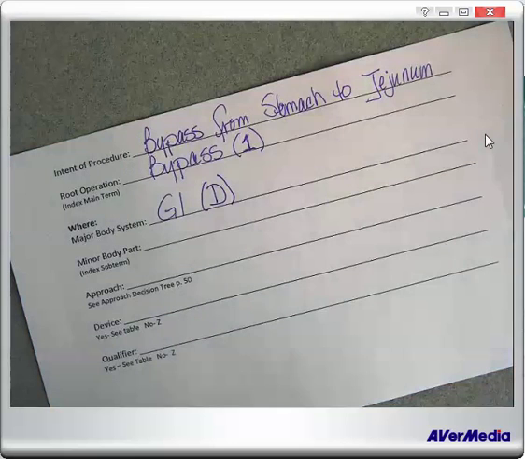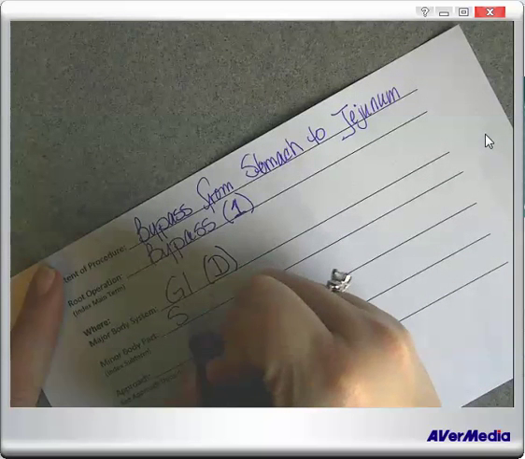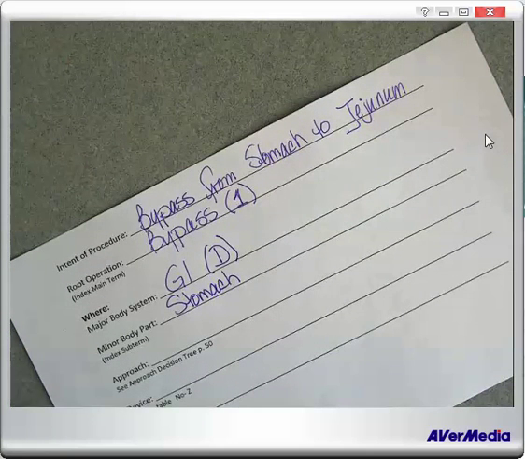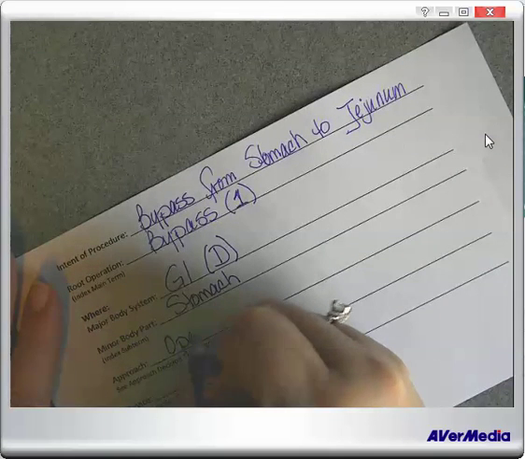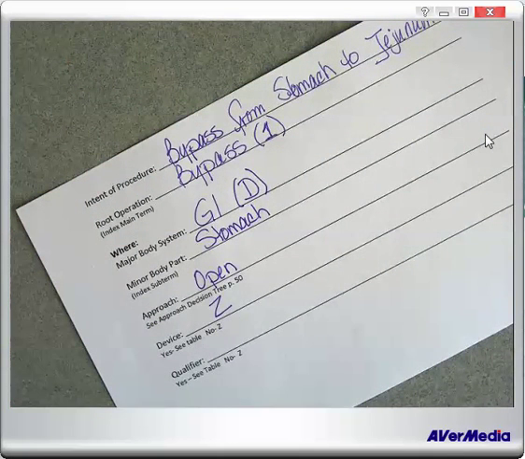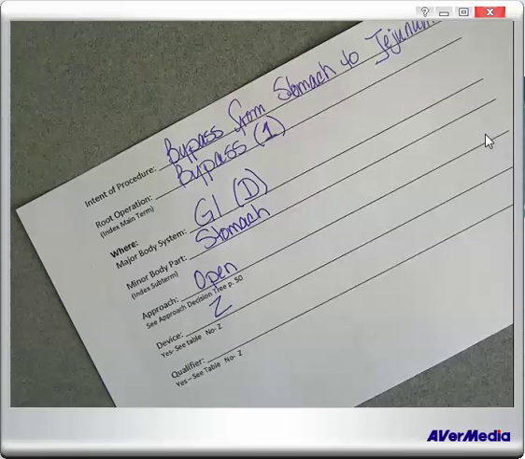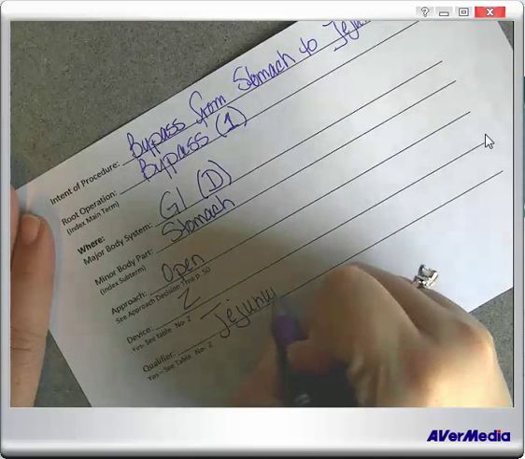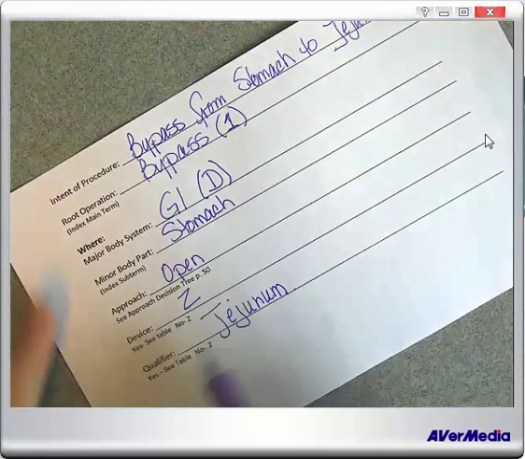The body part specifies the body part bypassed from. The body part bypassed from. We are bypassing from the stomach. All right? And our approach is going to be open because it doesn't tell us anything otherwise. So we've got an open approach. It doesn't say anything about a device. So that's going to be Z. Now qualifier, what does it say? That the qualifier is going to represent the body part bypassed to. So we are bypassing to the jejunum. So we know that we are going to have a qualifier of some kind.